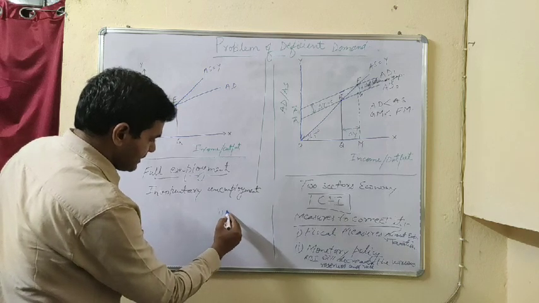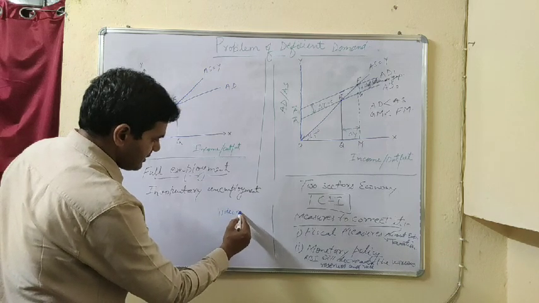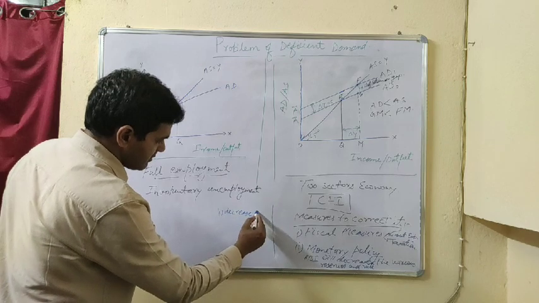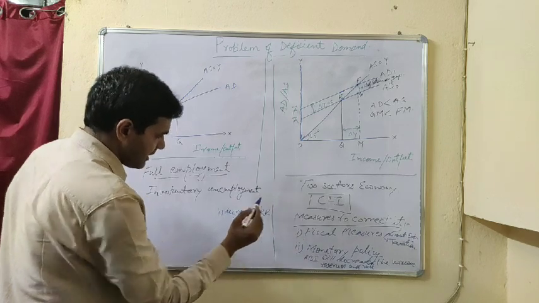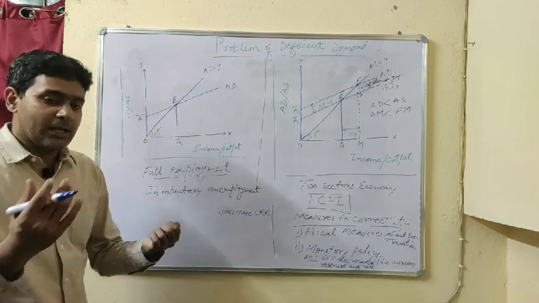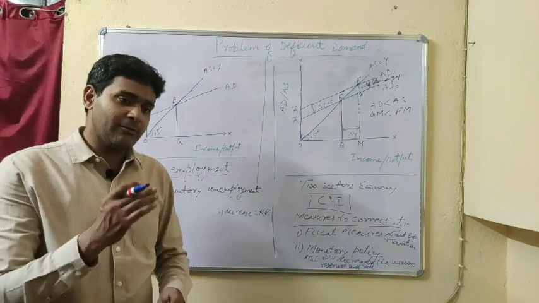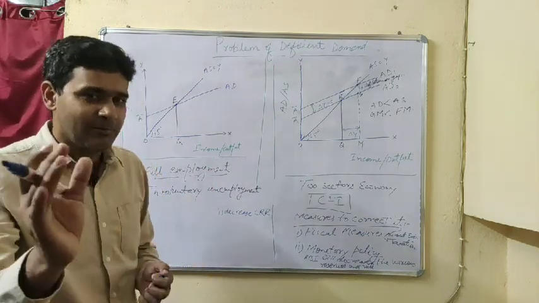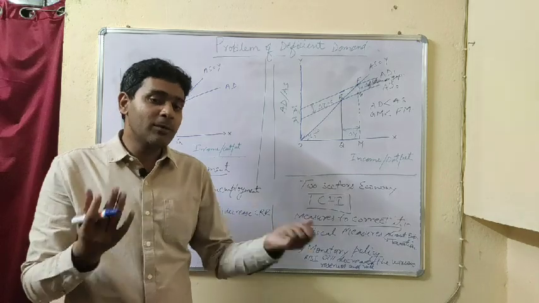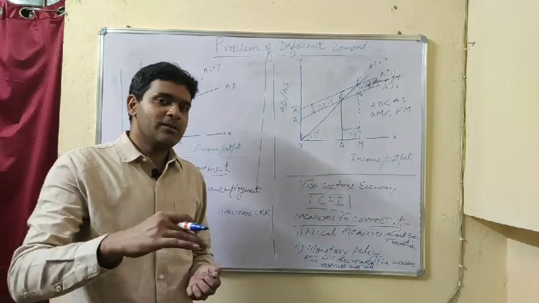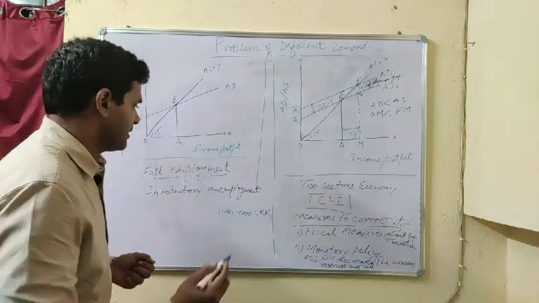Suppose it will decrease CRR, cash reserve ratio. If CRR decreases, then commercial banks will have to keep less money than before. Then they will have more money with themselves. More money means more credit creation.